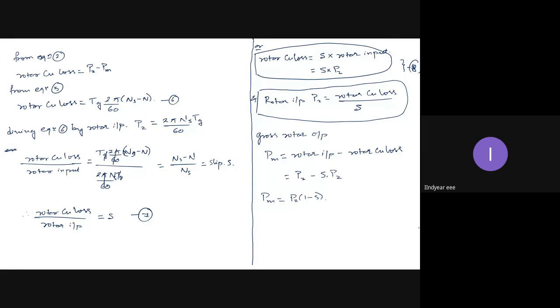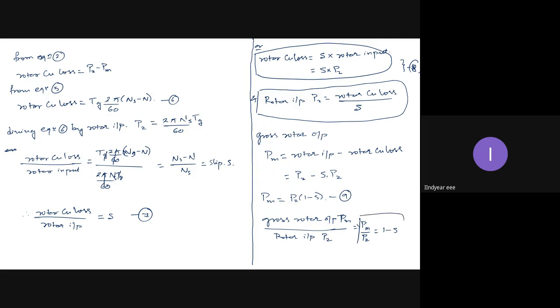So the gross rotor output is Pm equals P2 into 1 minus S. Take this as equation 9. Then, if I take the ratio of gross rotor output, that is Pm, to rotor input, P2, what do I get? Pm by P2 is equal to 1 minus S.